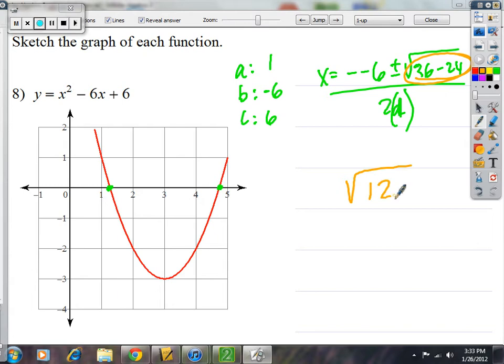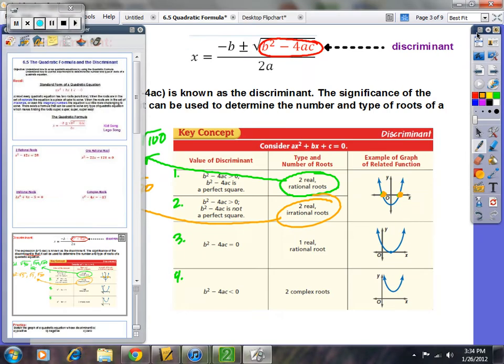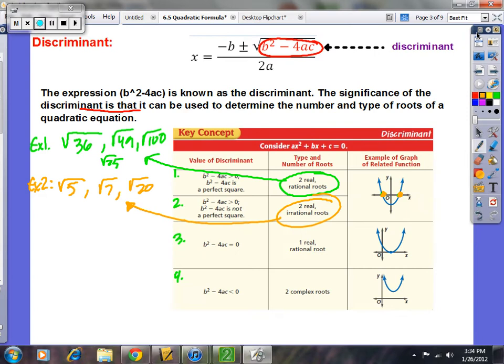And the square root of 12 is not a perfect square. It is positive, so I'm going to have 2 roots, but my 2 roots are not going to be integers. They're not going to be whole numbers. They're going to be irrational numbers. So if you see your discriminant is not a perfect square, it's going to give you 2 irrational roots.